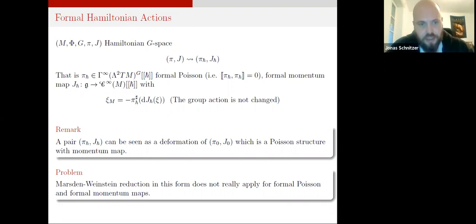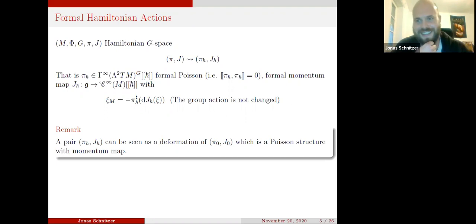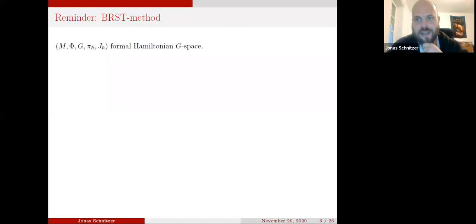Okay, but we have a replacement for Marsden-Weinstein reduction. Probably here, there are the pauses, yeah. Okay, I don't know what happened. So the BRST method. I'm not sure, basically the only thing what you know about BRST, or at least I know about BRST, is people saying BRST and everybody means something else. So I try to review what I mean with the BRST method.